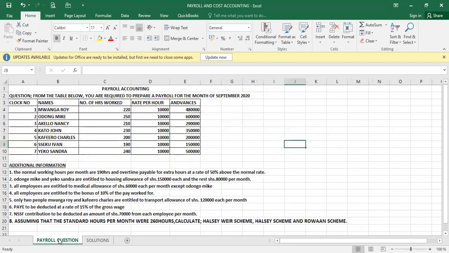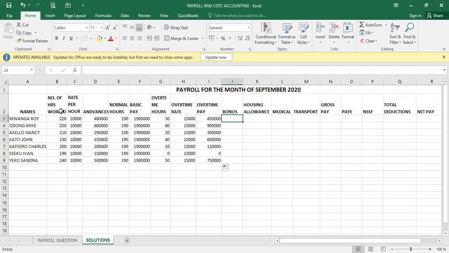Then we go for the bonuses. They told us here, in the additional information, that all employees are entitled to a 10% bonus of the pay worked for. The pay worked for is the number of hours someone has worked. So we want to find out how much it is for the person who has worked for 220 hours.